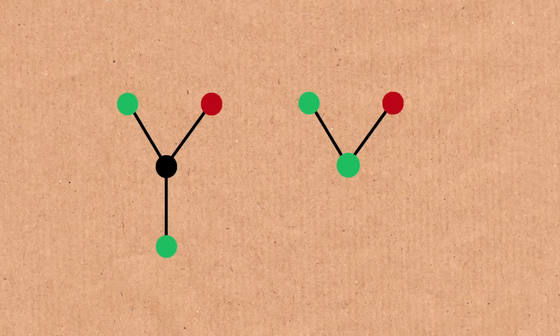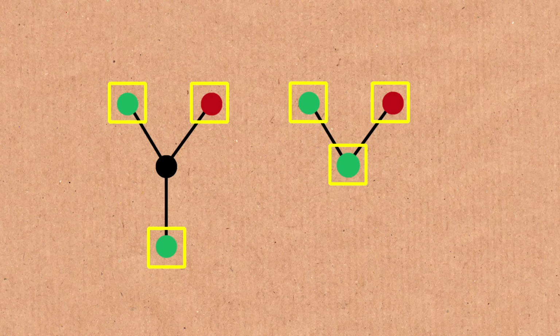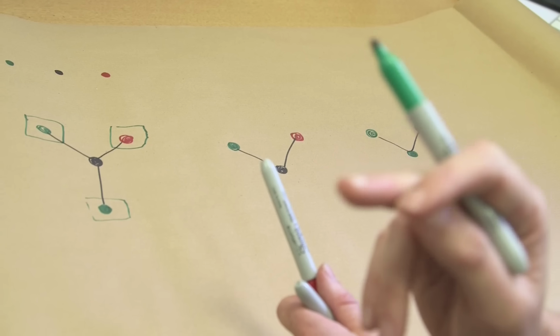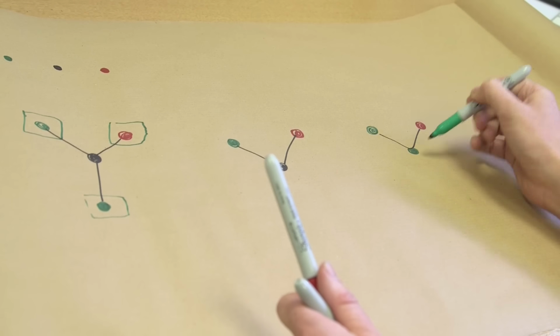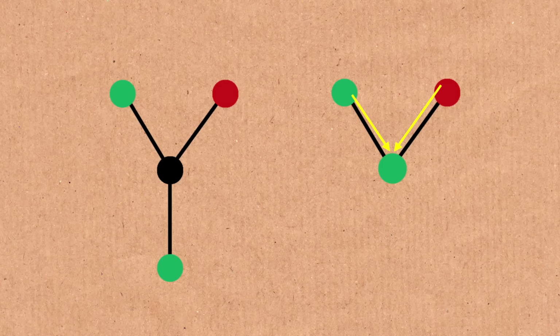Okay, another example. Is this tree contained in this tree? At some level, you might think that it is. Green, green, red. Green, green, red. So you might think that this tree is indeed contained in this tree, but it's not. And the reason it's not is because of the nearest common ancestor. This red and this green, their nearest common ancestor is this green one here. This red and this green, their nearest common ancestor is this black. So this tree is not contained in this tree.